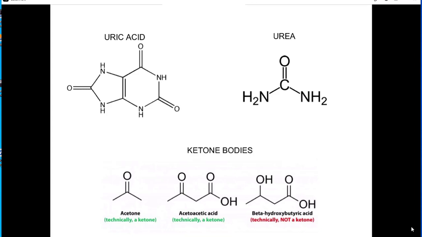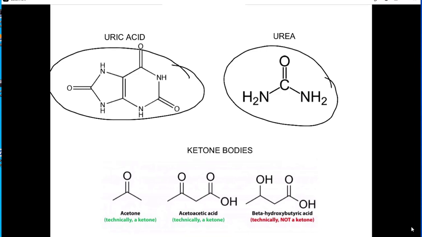So we have on the screen urea. That is the waste product of proteins. I just circled it. You'll see uric acid looks an awful lot like a purine nitrogenous base, so it would make sense that this would be a waste product of nucleic acids. And then down here you see ketone bodies. So ketone bodies are just the name that we apply to a collection of molecules that all have a ketone in them or something very similar to a ketone.